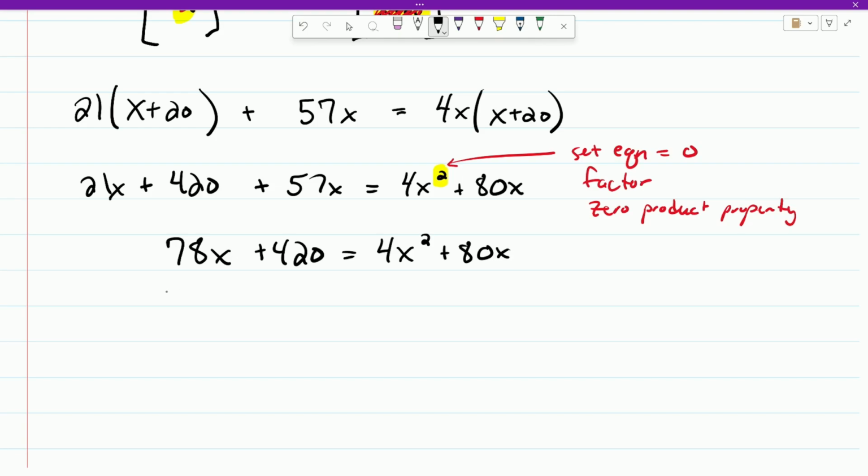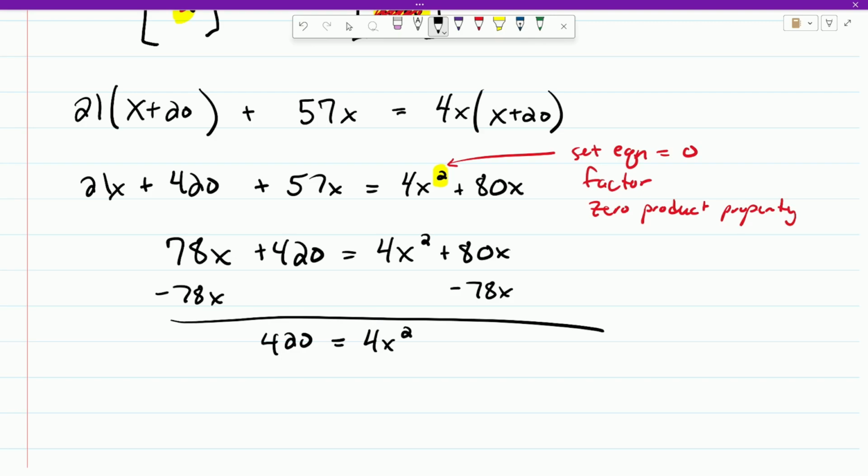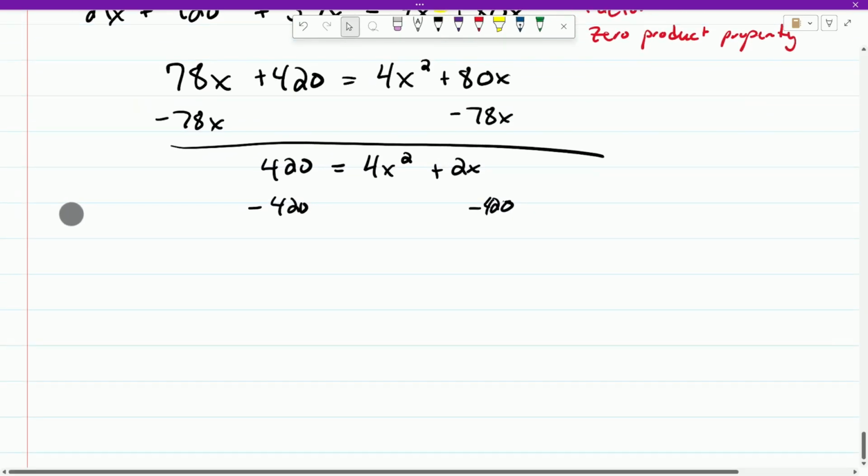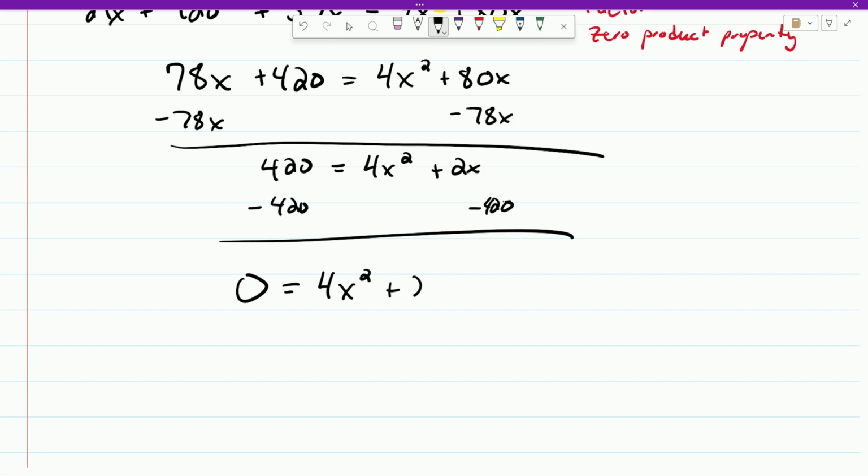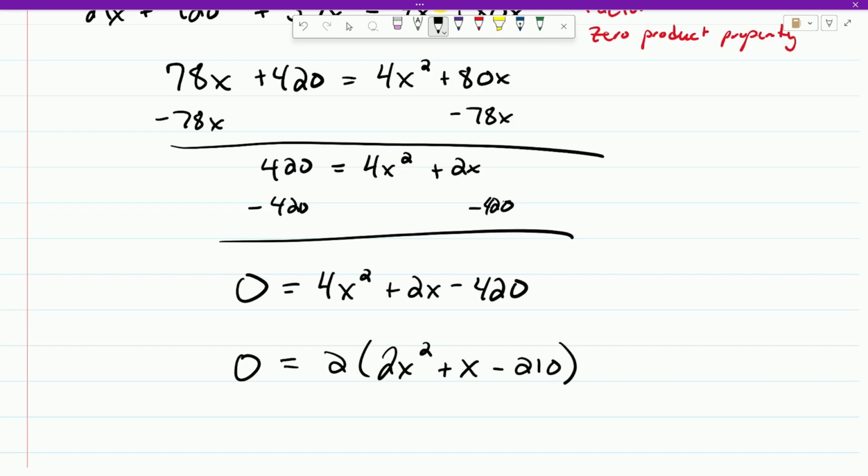Now we need this equal to 0, so let's subtract 78x from both sides. That gives me 420 equals 4x to the second plus 2x. Finally, subtract 420 from both sides, and that gives me 0 equals 4x to the second plus 2x minus 420. Before I do anything, I see that I have a GCF of 2. So that's going to give me 2 times the quantity 2x to the second plus x minus 210.